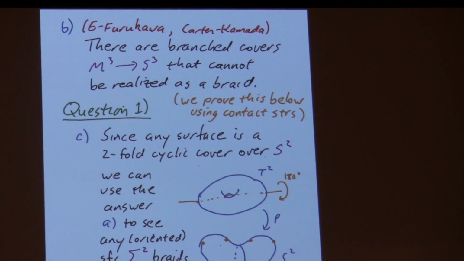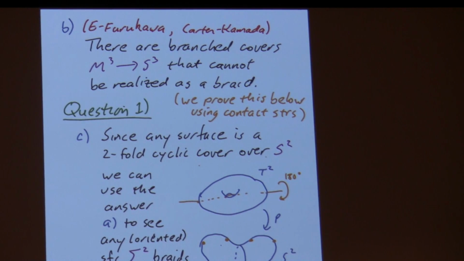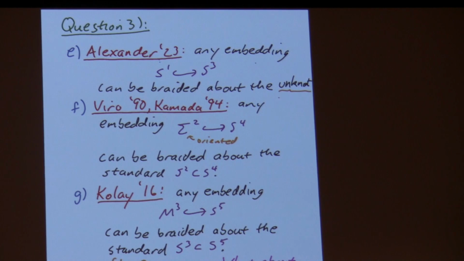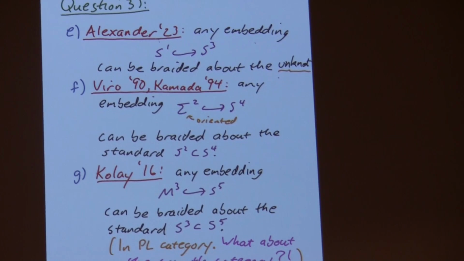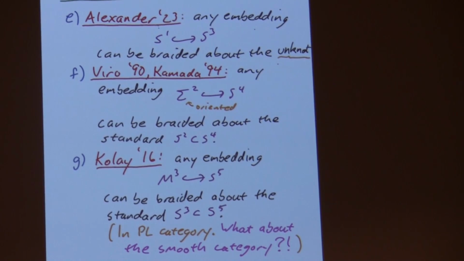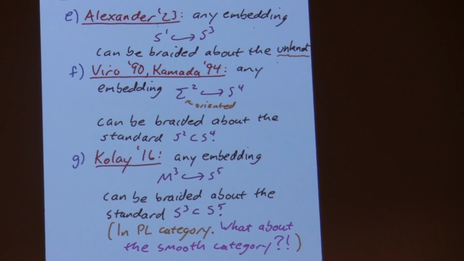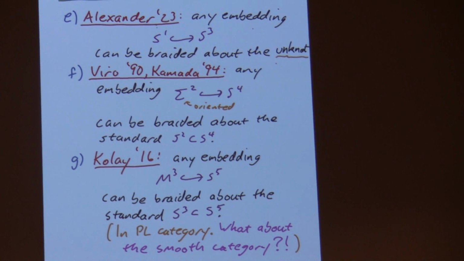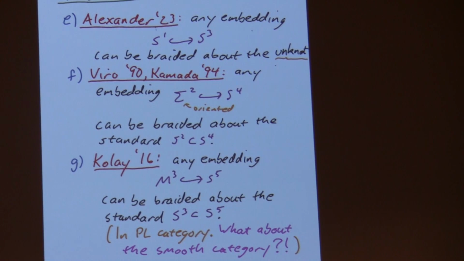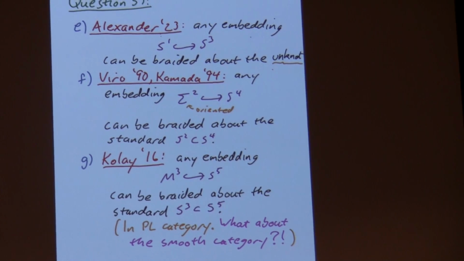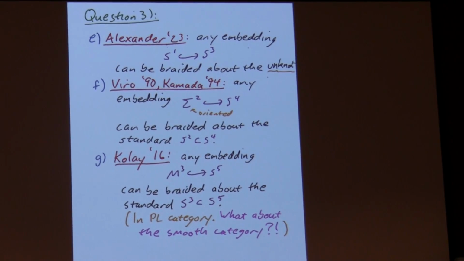Okay, good. Other questions? All right, let's move on. So question 3. So remember, question 3 was, I think, the most interesting one. Basically, when can you braid one manifold, one embedding about, say, the standard sphere? And the very first result of this was back in 1923. So quite an old result. Alexander proved that basically, of course, any knot can be braided about the unknot. That's just the standard braiding procedure in S3.